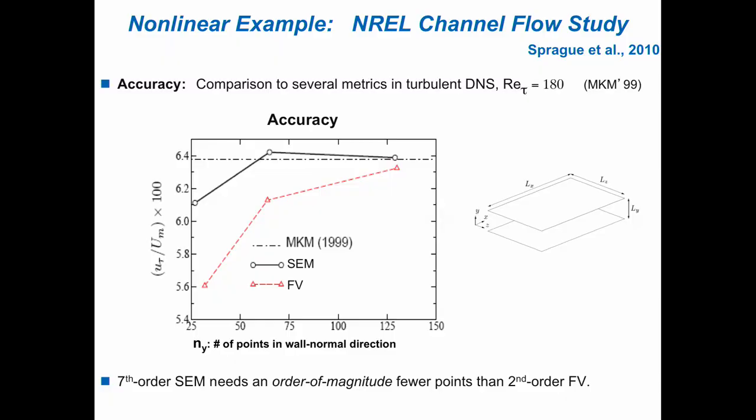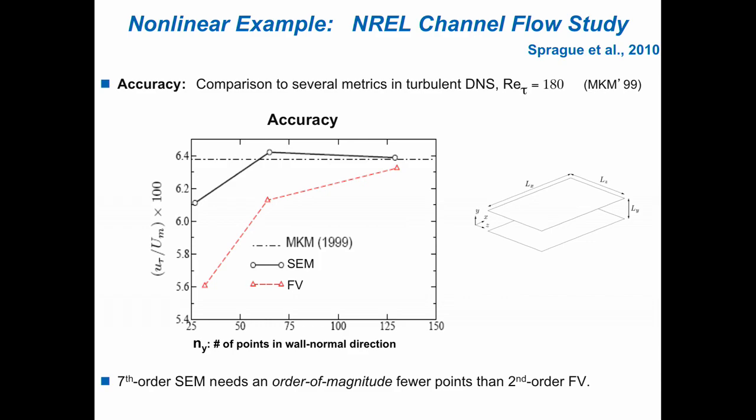Okay, so what about nonlinearity? Does this linear example extend to the nonlinear case? So a group at NREL did a study. They took the classic turbulent channel flow between flat plates, for which we have gold standard answers. So direct numerical simulation done by Moser, Kim, and Mansour in '99 at several different Reynolds numbers. So this is Reynolds number 180 based on the boundary layer thickness, or the shear velocity, I guess it is. So this is the gold standard answer here.